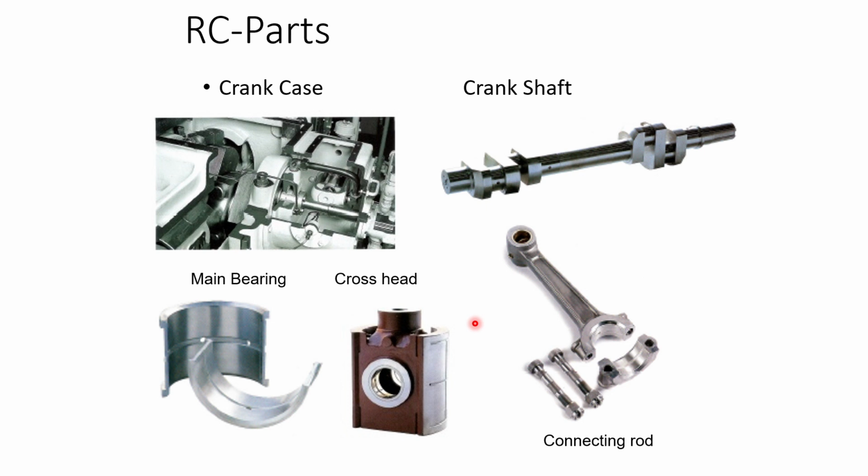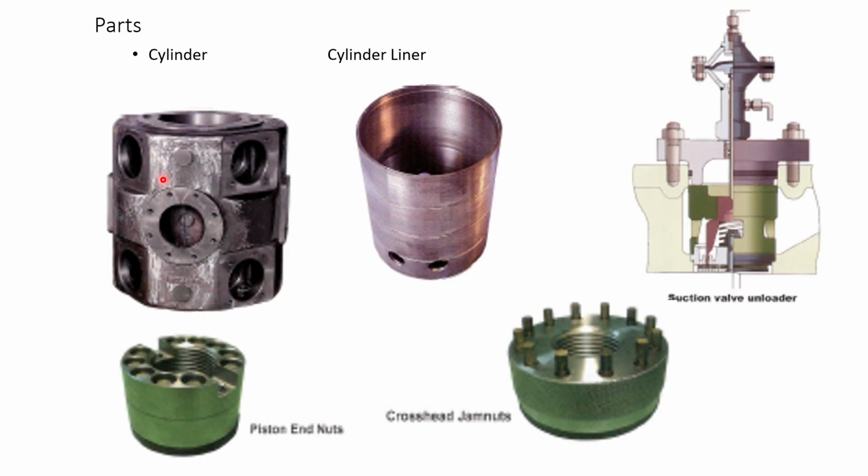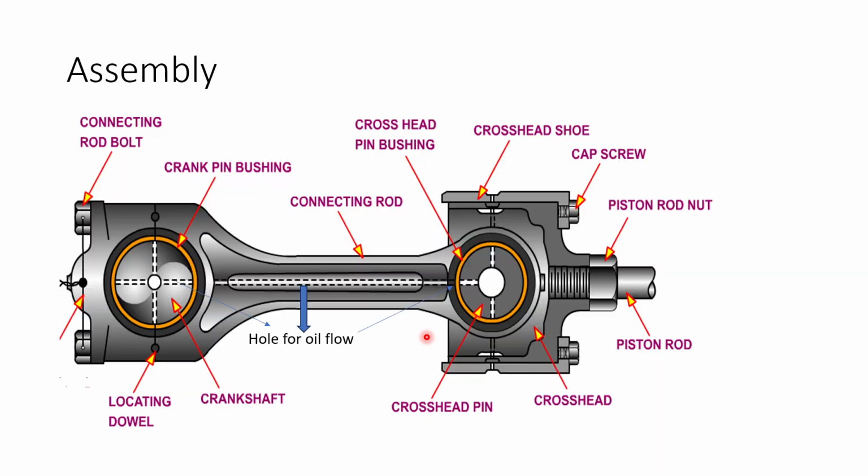We will see a few more components. This is the cylinder. These are the connections for the valve. This is the cylinder liner. We provide the cylinder liner so that any wear is on the liner, which can be replaced, and there will not be any wear of the cylinder. This is the loader unloader which I have already described earlier. This is your piston end nut and this is your crosshead jam nut.